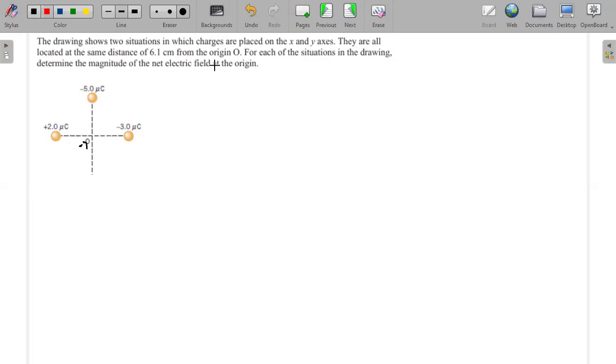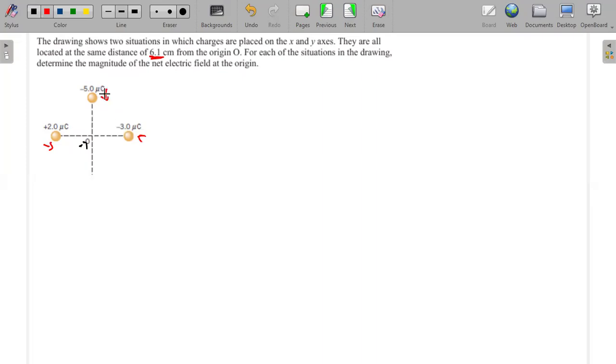So as usual, let's begin by explaining the principle of everything that is taking place here. This question is based on what we call the electric field due to multiple point charges. We don't have one or two charges, we have all three, which gives us multiple point charges. They are all located at the same distance of 6.1 centimeters from this origin O. So we have that one, that one, and this one.